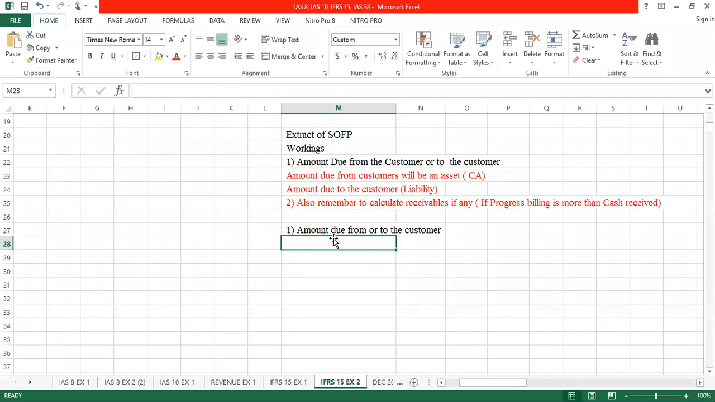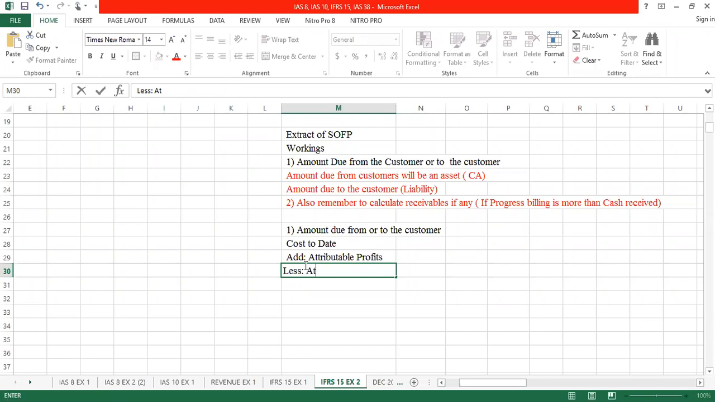How do you calculate the amount due from or to the customer? You will get this in the notes. I forgot to put it for you in the slides. So it will be cost to date, the cost that you have incurred to date. You add attributable profits. If it's a profit, you add profits. If it is a loss, you deduct the attributable losses.